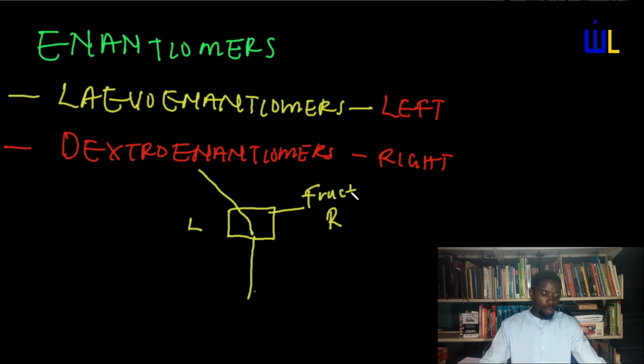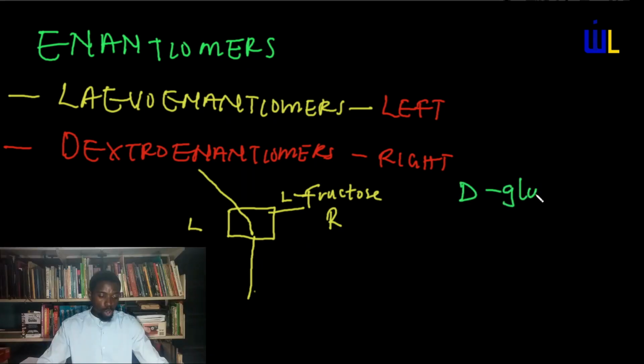And a very good example of levoenantiomers is L-fructose. The major fructose that exists is L-fructose, which is the levoenantiomer fructose. When you see L-fructose, it means the levoenantiomer fructose. Now, when you consider glucose, it majorly exists as dextroenantiomers. That's why we refer to it as D-glucose, or dextrose. When you say dextrose, you mean D-glucose. D-glucose is a dextroenantiomer which will turn the plane of polarized light towards the right.